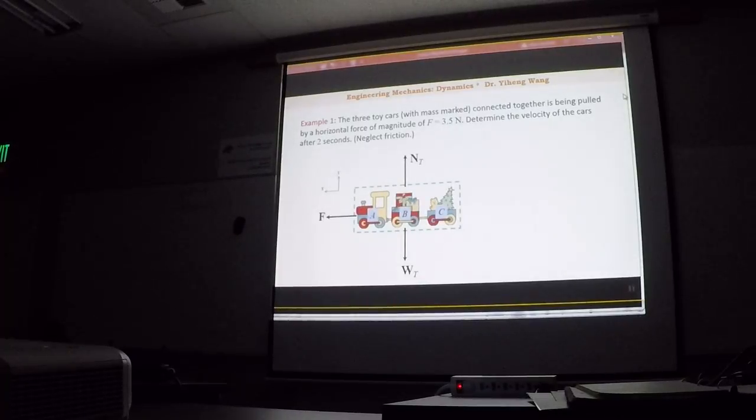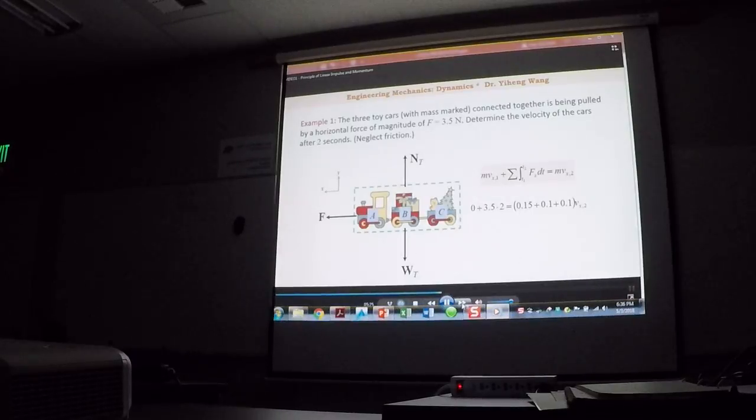We still start with the free body diagram of this system, but since there is only motion along the horizontal direction, we only need to write the principle of linear impulse and momentum in a scalar form along the x direction. Substitute in the information. The initial velocity is 0. The force is constant, therefore its impulse on the system is simply determined by its magnitude 3.5 multiplied by the time, 2 seconds, and that equals the total mass of the system multiplied by the final velocity, which is our unknown.